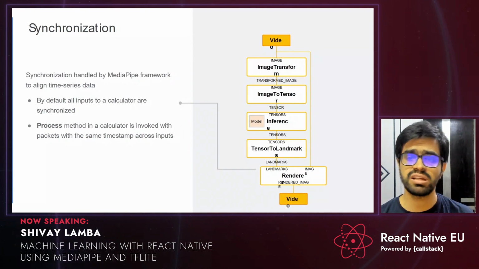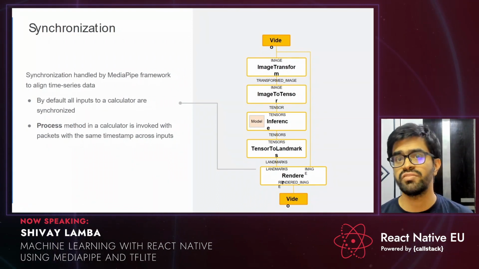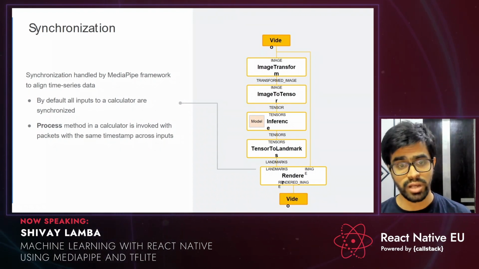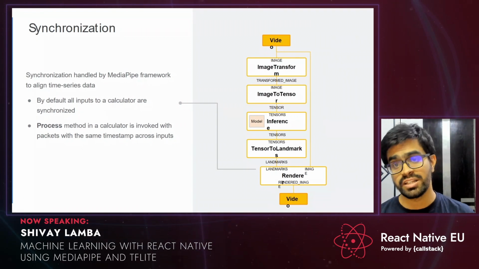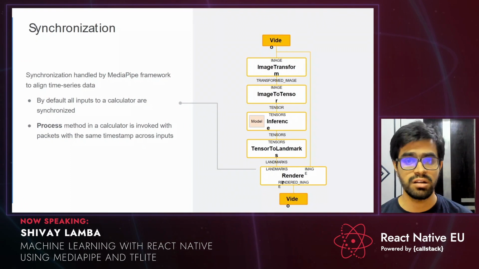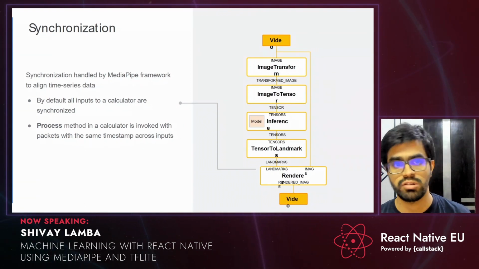And finally, what we are going to be talking about is the synchronization. And this is really important because for all the inputs that we receive inside the calculators, and how they're being processed and going outside, we need to make sure that the timestamps are not compromised. If the timestamps are compromised, then it can result in erroneous data. And that is why synchronization is an important aspect of how the MediaPipe solution works.